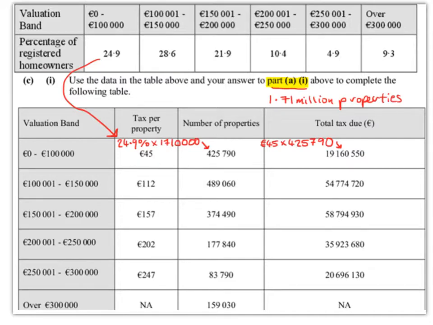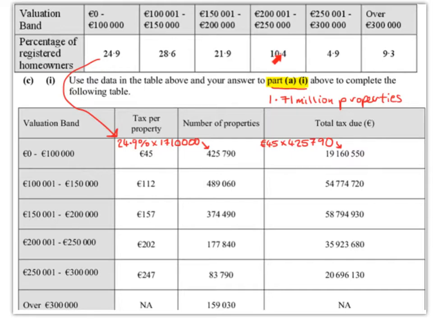So again, we just repeat that process. So next we have 21.9%. Again, we multiply it by 1,710,000, and that gives us 374,490. So that's the number of properties in that band. And the amount of tax per property is €157 in that band. So multiplying these gives us 58,794,930. So this is the total tax due for this band. And again, we repeat the process.